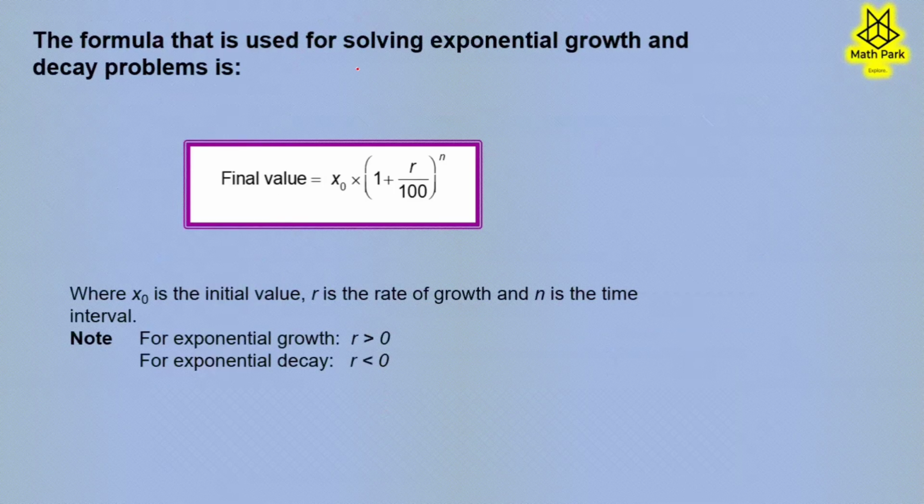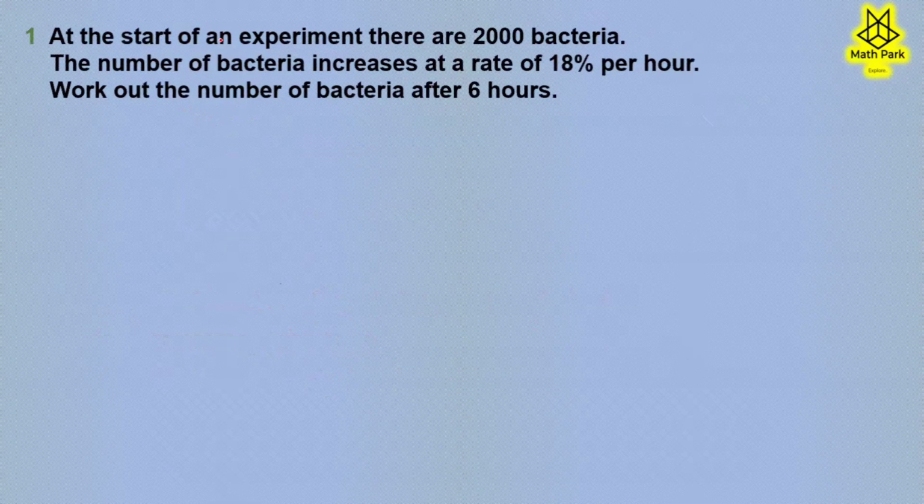The formula that is used for solving the exponential growth and decay problem is again: final value is equal to x0, which is the initial value, times 1 plus r over 100 raised to n, where x0 is the initial value, r is the rate of growth, and n is the time interval. So for exponential growth, r is greater than 0, that is r is positive, and for exponential decay, r is negative. So at the start of an experiment, there are 2,000 bacteria. So the initial count is 2,000. The number of bacteria increases at the rate of 18% per hour. Work out the number of bacteria after 6 hours.